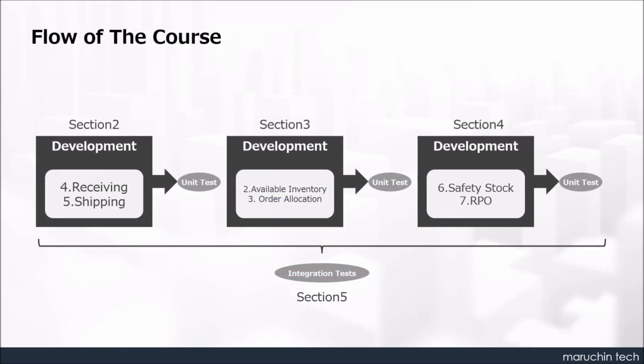Here is the flow of the course. We won't write and run all the code at once. Instead, we will develop each function and improve quality step by step. In a real-world development environment, multiple functions are developed in parallel, often by different developers. First, in sections 2 through 4, we will perform unit testing. Next, in section 5, we will integrate the individual functions and test the end-to-end flow.